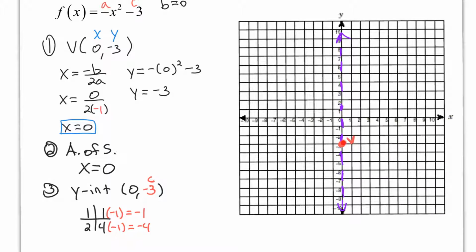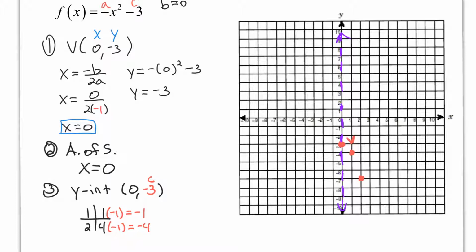And I'm just going to show you from the vertex: 1 to the right, 1 down, and you make a point here. And then from the vertex again, 2 steps to the right and 4 down. So 1, 2, and 1, 2, 3, 4 down. So we have our point right here.